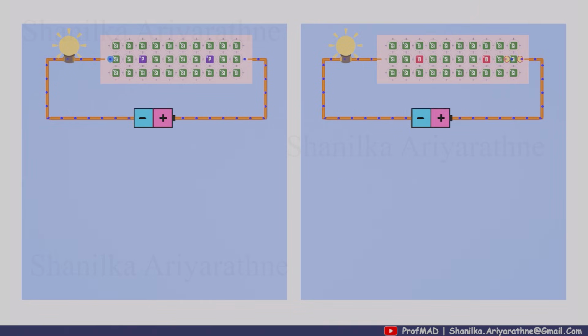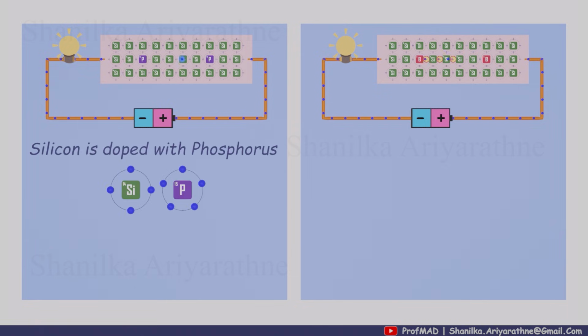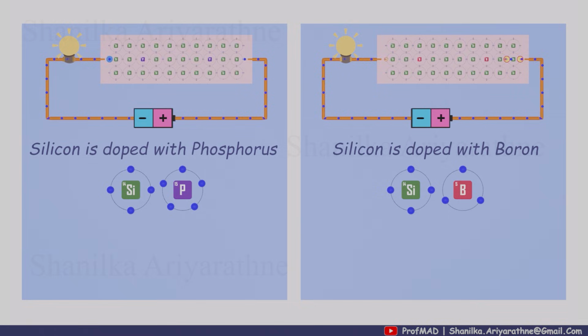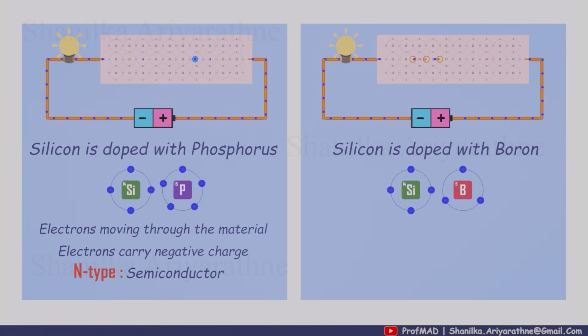Now pay close attention to these two extrinsic semiconductor materials. In one case, silicon is doped with phosphorus. In the other, silicon is doped with boron. Even though both materials conduct electricity, they do so in very different ways. To keep things clear, let's focus only on free electrons and holes, because these are the charge carriers responsible for conductivity. When free electrons are present, we can see electrons moving through the material. Since electrons carry negative charge, this type of material is called negative type, or N-type.